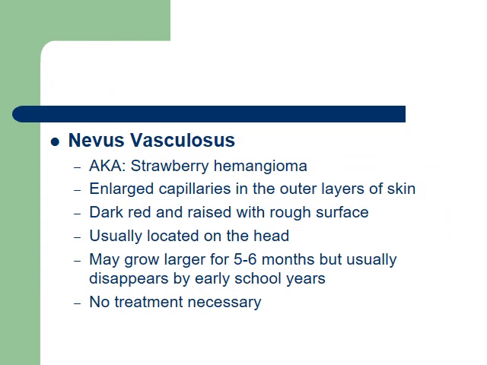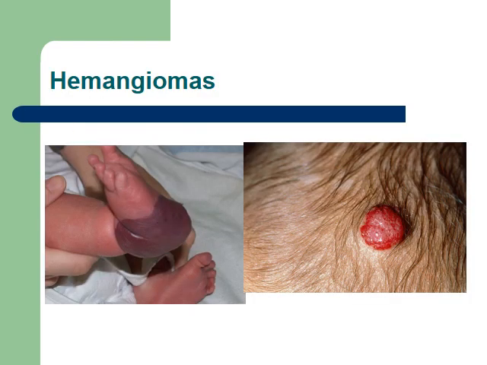Strawberry hemangioma. These are enlarged capillaries in the outer layers of skin. They are dark red and raised with a rough surface, and they're usually located on the head. They might grow larger for about 5 or 6 months, but then they usually disappear by the time they go to school, and no treatment is necessary. And this is a hemangioma, a little small one. This one, I'm looking at that going, what in the world? That's huge. I don't know that that would self-resolve. I'd be worried if I was that mom.